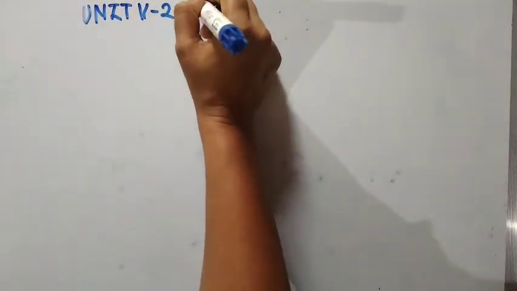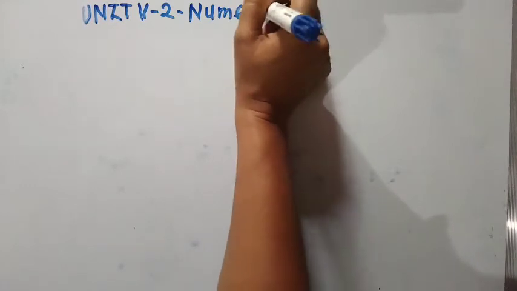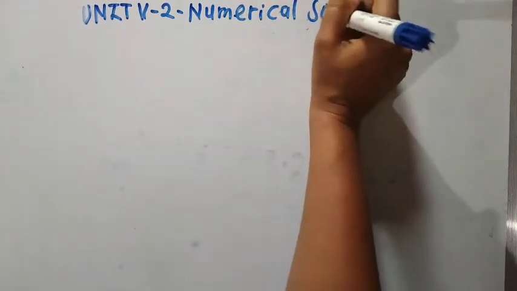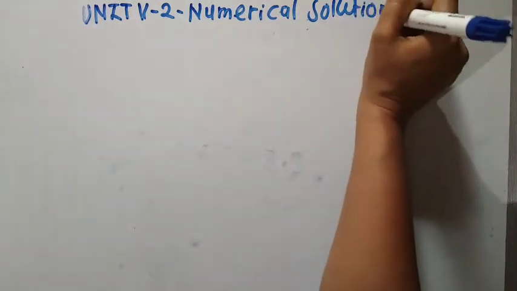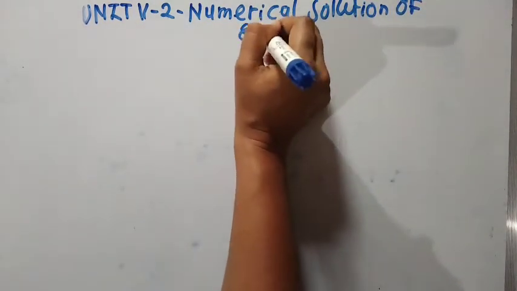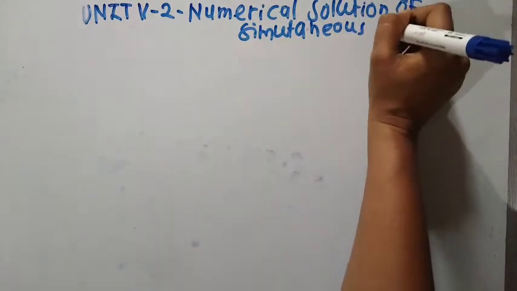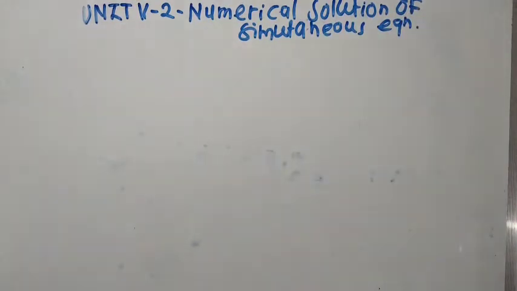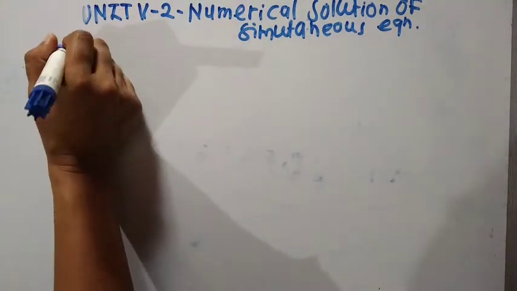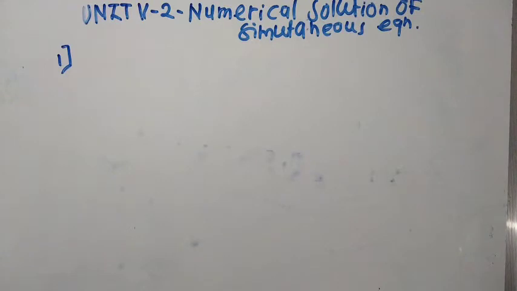Then here we studied Unit 5, second chapter, which is numerical solution of simultaneous equation. Then first example by Jacobi iteration method.